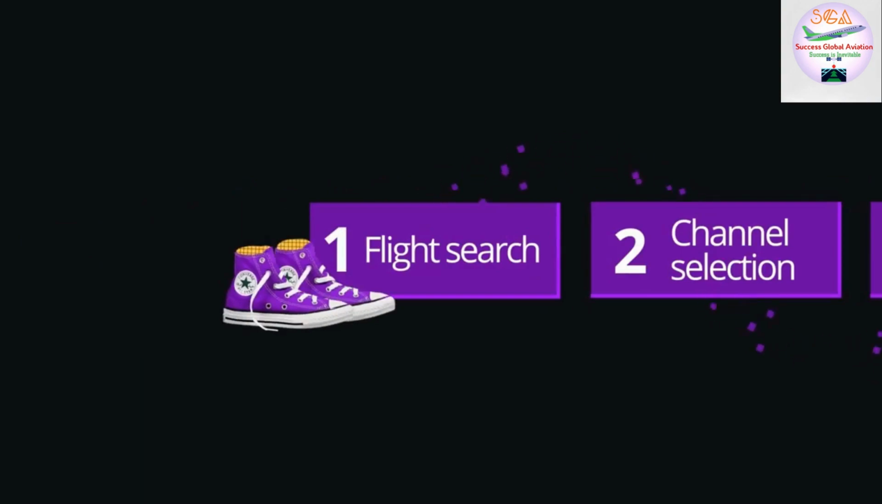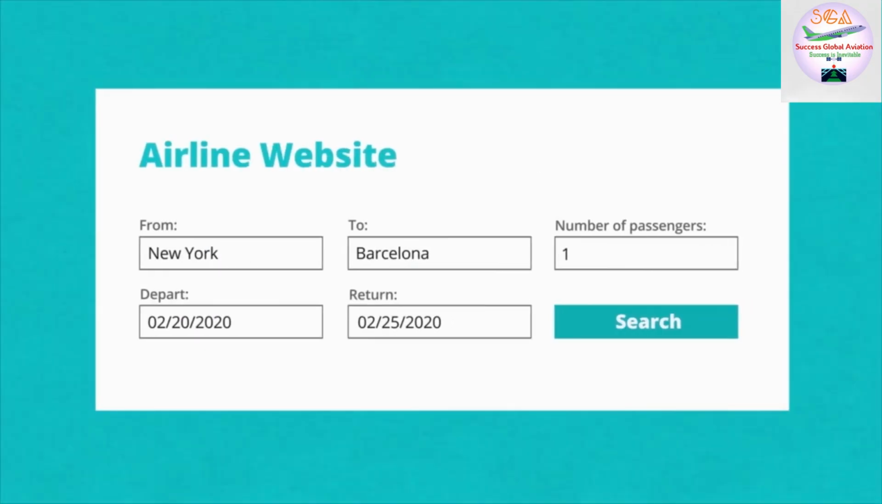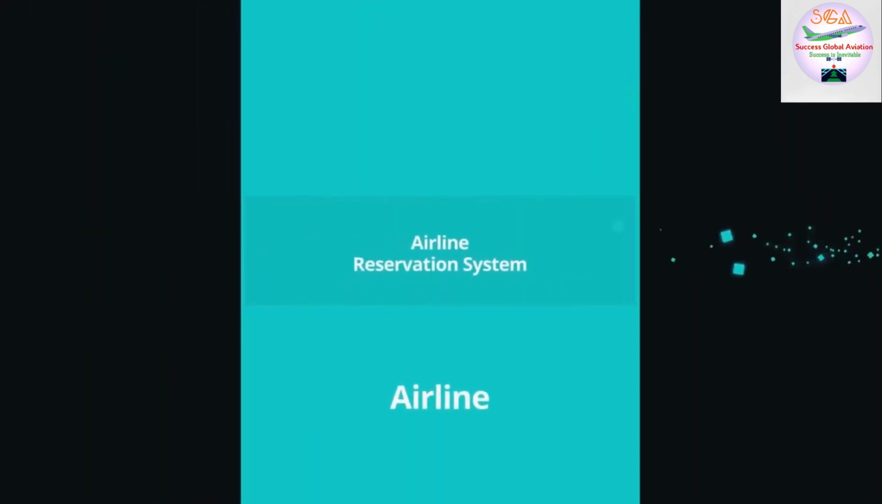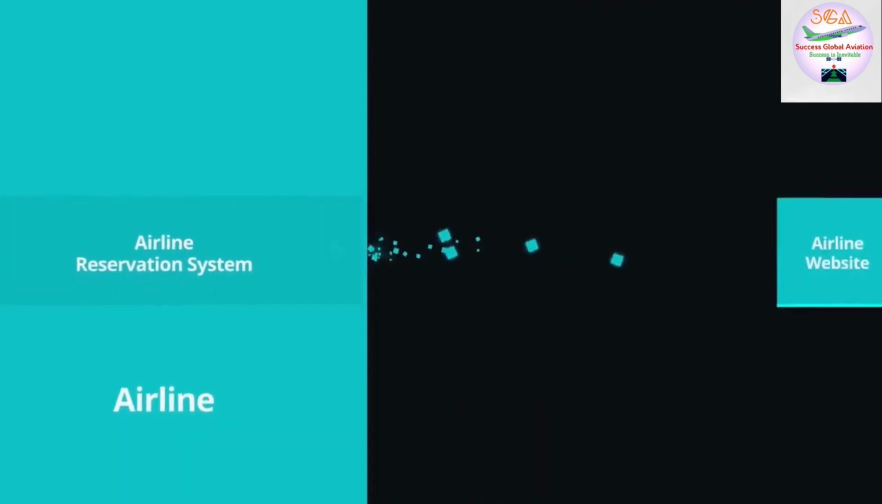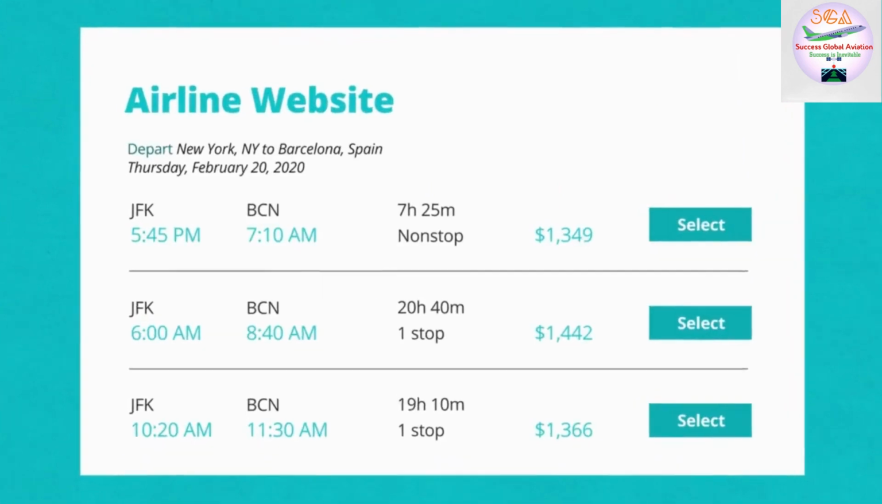Step 1. Flight search. With an airline website, a flight search includes just 2 steps. The website checks a search request against the inventory data stored in the airline reservation system and returns the list of available options for a target city pair and date combination.